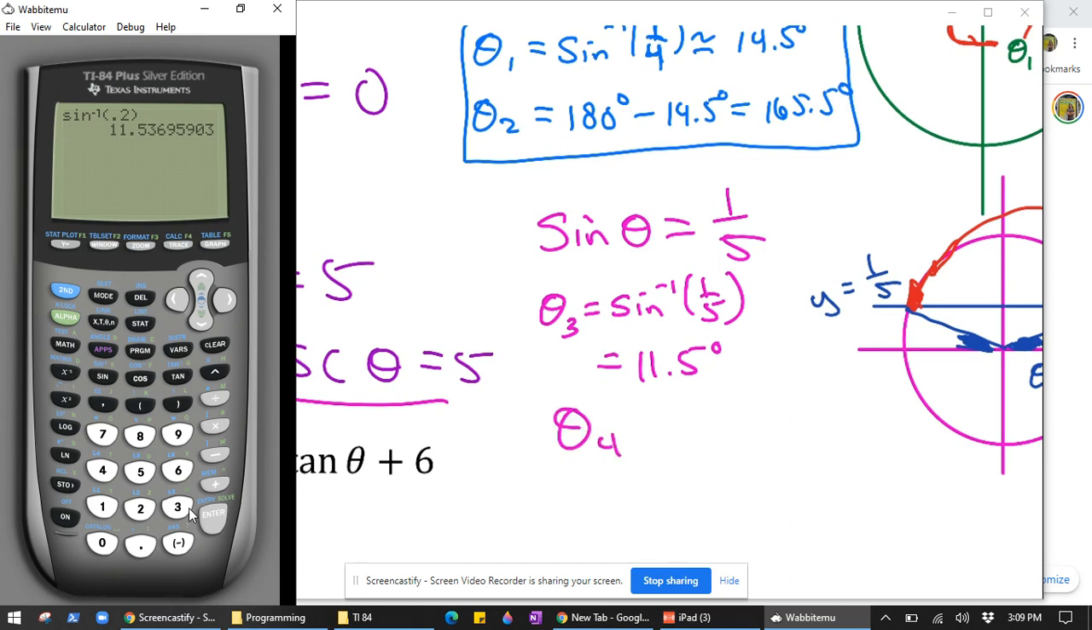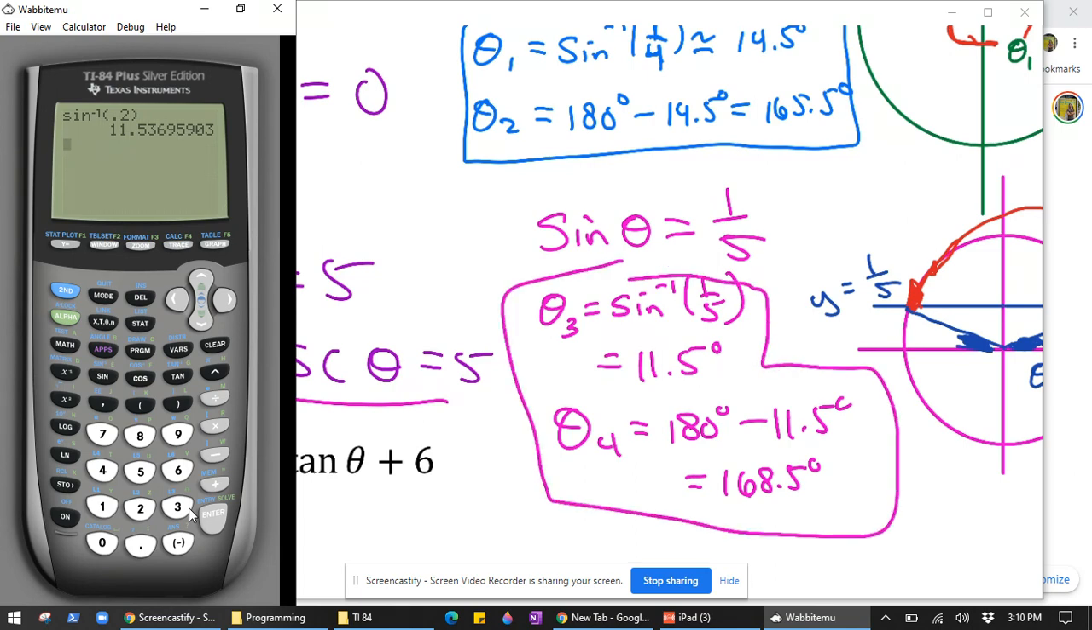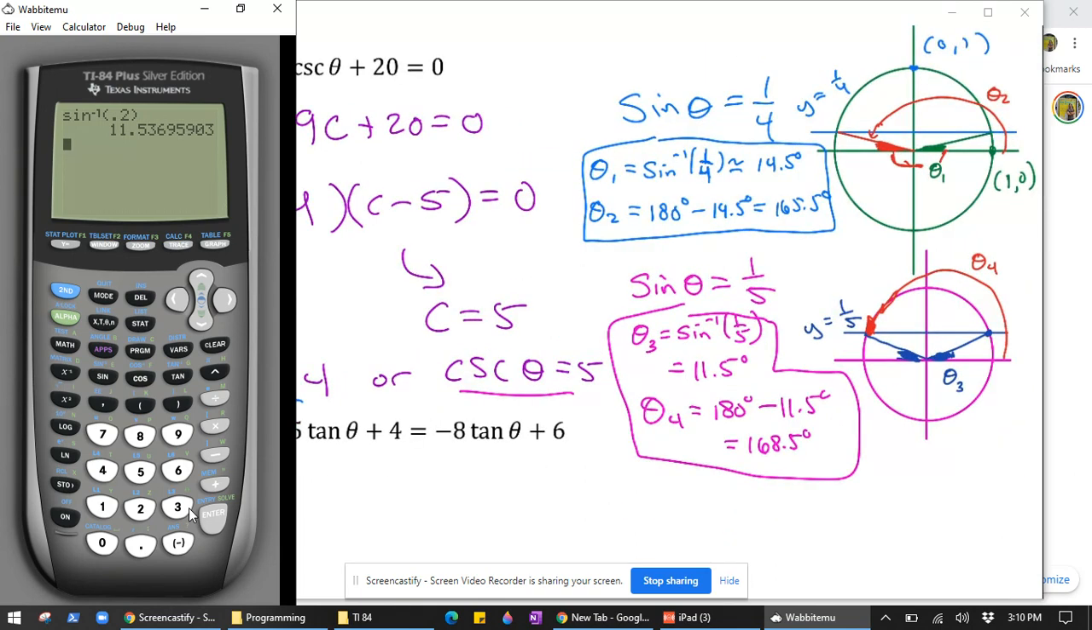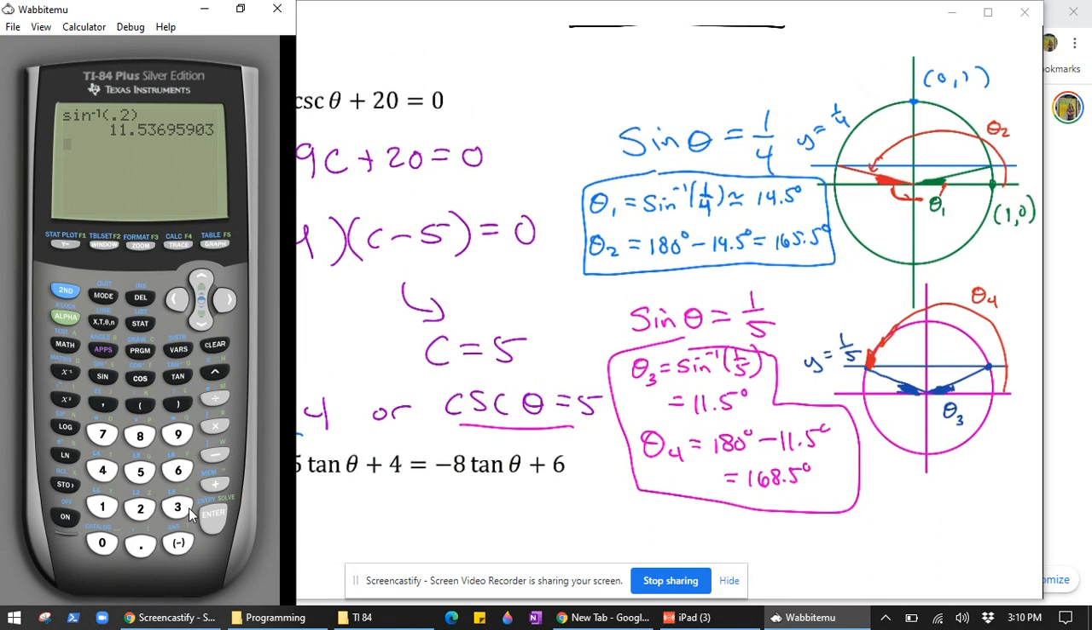So theta 4 is going to be 180 minus 11.5 degrees. Okay, and that produces 168.5 degrees. So those are the other two answers. So there are 4 answers to this equation. Let's finish with this tangent one here.